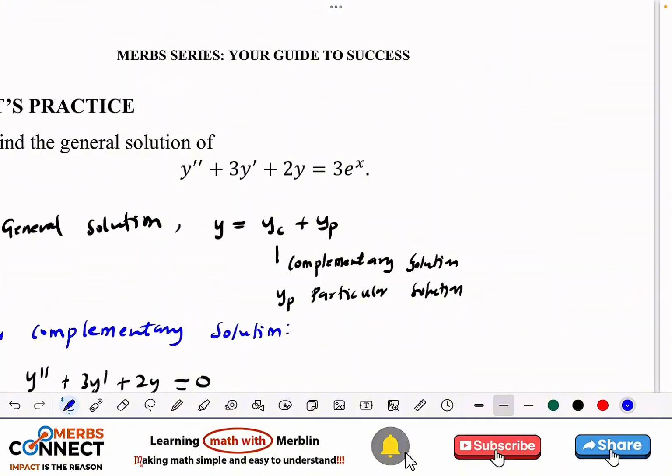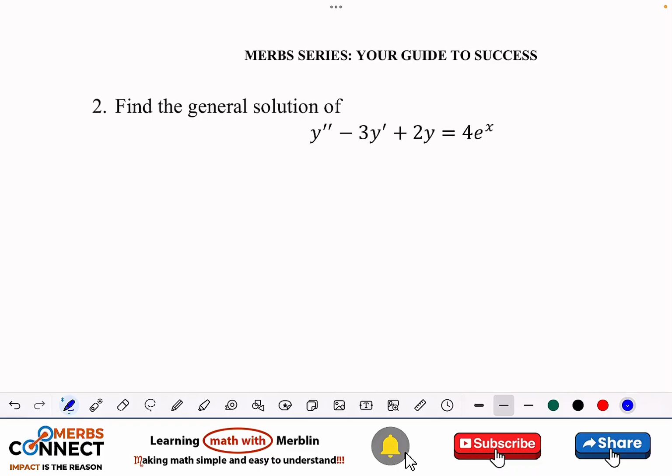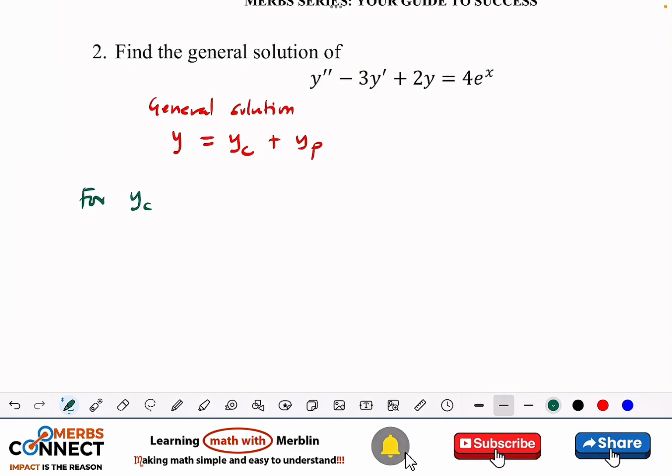As I said, this one was the first video, so I was writing a lot. This one I'll be writing, skipping some of the steps, but I'll give you all the details too. So the first thing that we need to write here is to remember that the general solution is equal to the complementary solution plus the particular solution. For the complementary solution, yc, we need to have y double prime minus 3y prime plus 2y equal to 0.